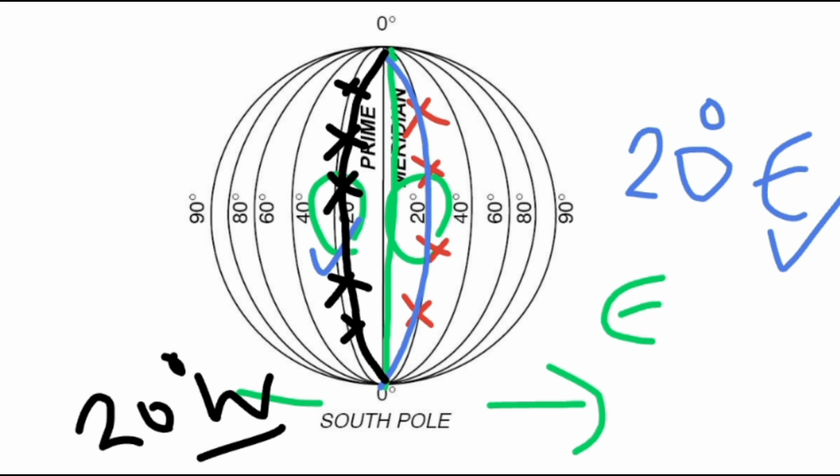Why the prime meridian? We consider the prime meridian as the basis, 0 degree. From that we measure the angle. If it is in the eastern direction, at 20 degrees, we call it 20 degree east. If it is in the western direction, we call it 20 degree west. We will take some more examples.